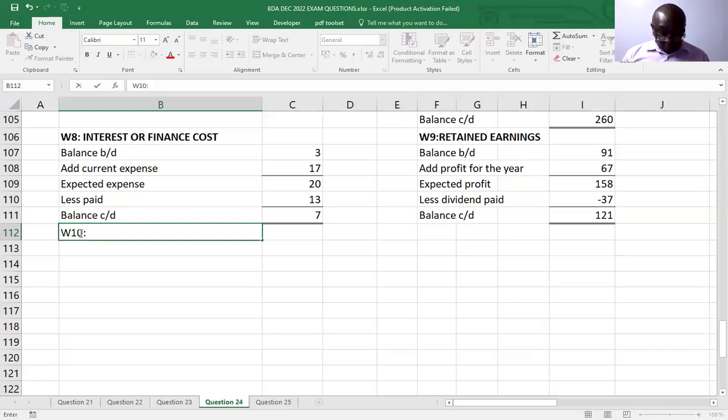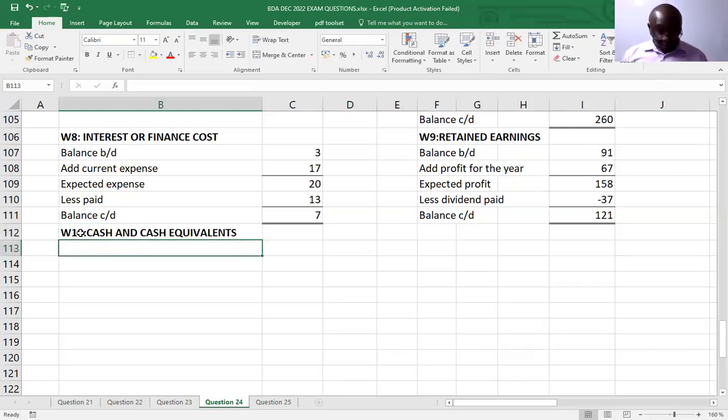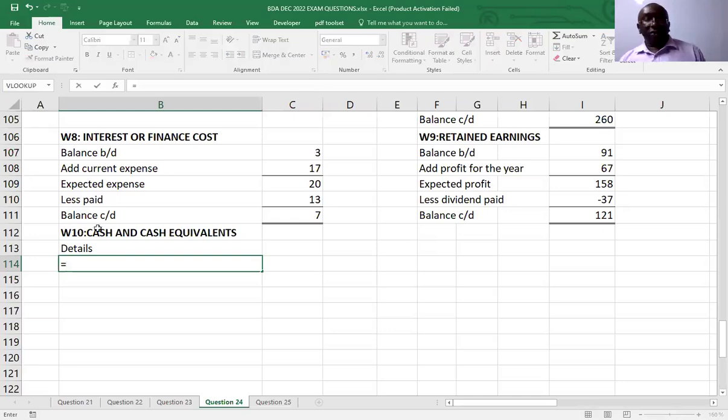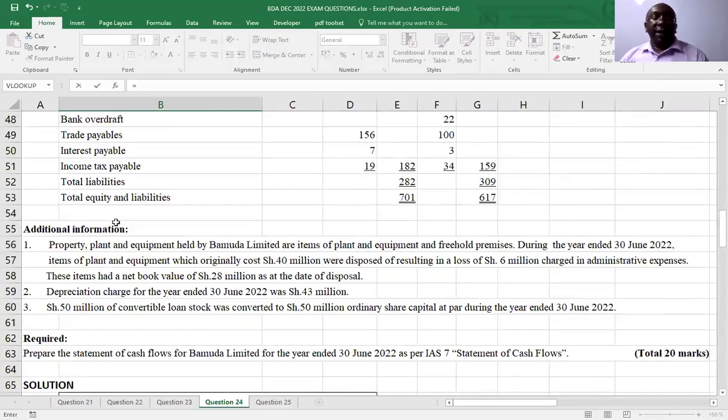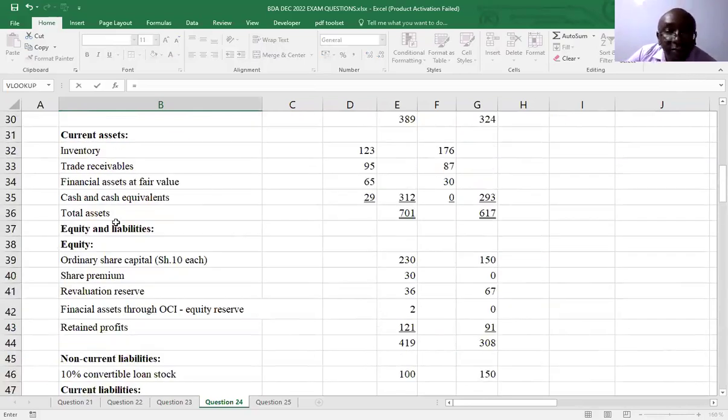Cash and cash equivalent. So this one, as you know, we have the details here. Normally bring the details, so the details or the item. The first item that is under cash equivalents, takibia pale kwa current assets. Naona hapa kwa current assets.